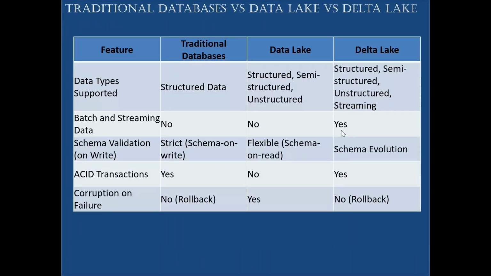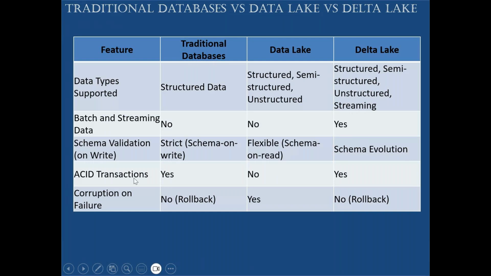Same things: traditional databases allow only structured data, but data lake and Delta Lake support all types of data. Even in Delta Lake we can process streaming data. Traditional databases support only batch, and data lake supports only batch, but Delta Lake supports streaming data. On schema, while writing data, if the schema does not match, databases will throw an error, but a data lake has flexibility. Delta Lake also has flexibility. By default, it will throw an error, but if you want to allow it, you can allow it.